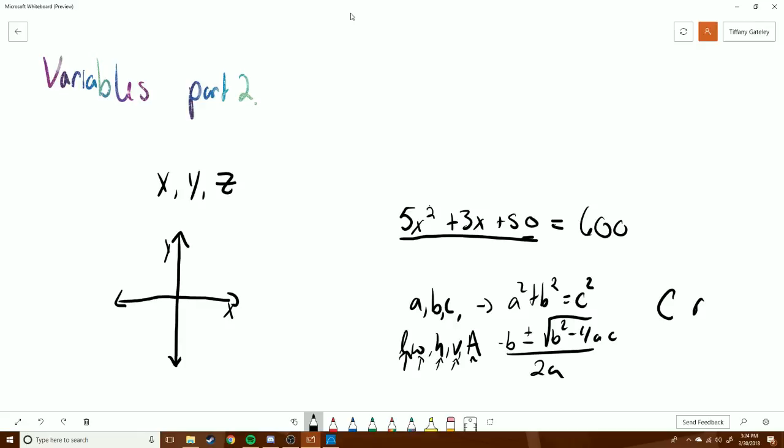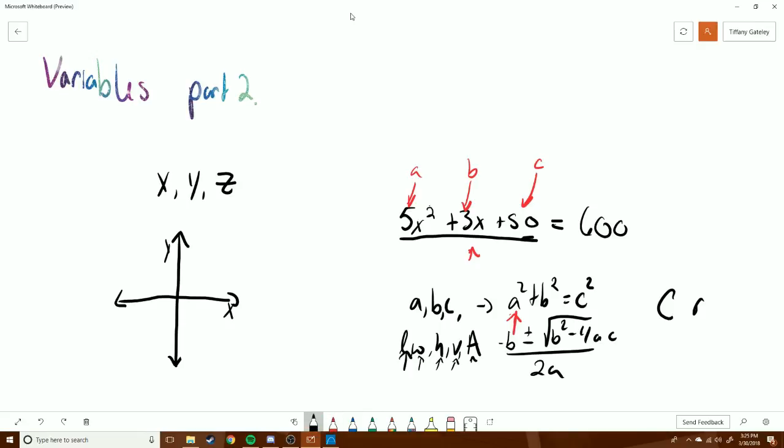A, B, and C are used more as placeholders. So like in this equation right here, your A is this number, B is this number, and C is this number. So this is A, this is B, this is C. Because these A's, B's, and C's correspond to the numbers you have in your equation already. So yeah, that's why we use X, Y, and Z.